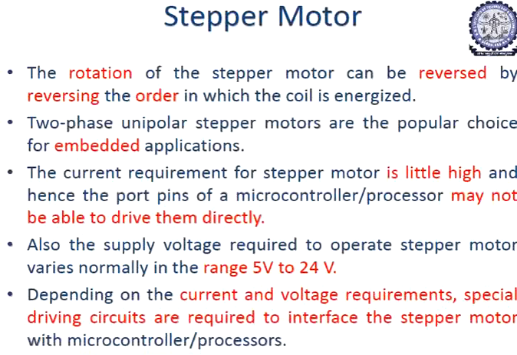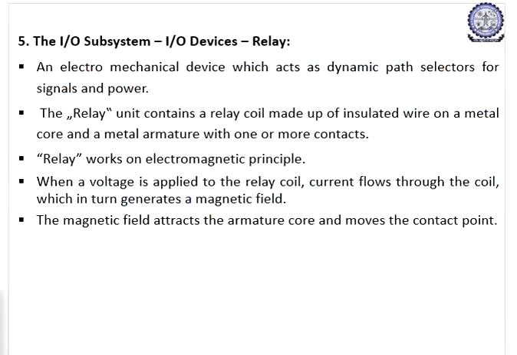The next slide explains the next concept about I/O devices, which is called the relay. Okay, a relay is an electromechanical device which has dynamic path selectors for signals and power. The relay unit contains a coil made of insulated wire on a metal core and a metal armature with one or more contacts. I will show you an example so that you get a clear idea of the relay system.